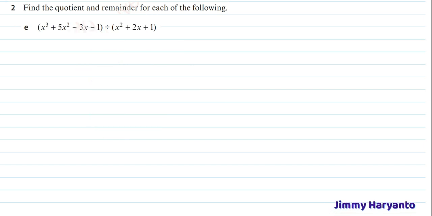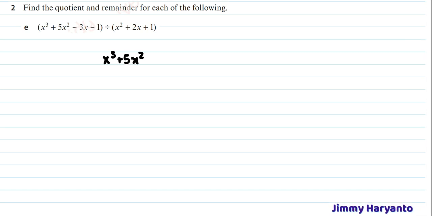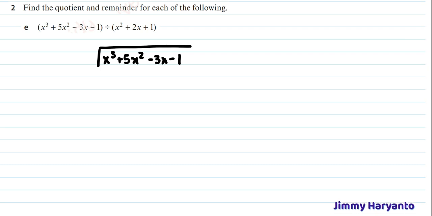Next is 2e. For 2e, the divisor is x squared. For this one, I will use long division since Horner's method is a little bit complicated for the x squared. So x squared minus 3x and then minus 1 divided by x squared plus 2x plus 1.